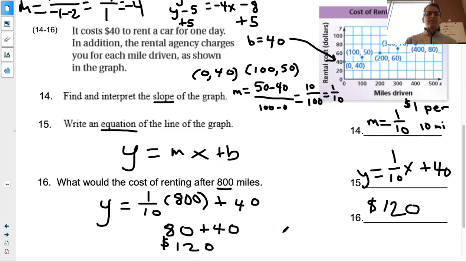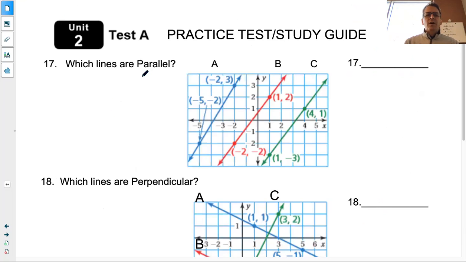And that would be number 16. All right, so that was page 3, kind of involved. Let's move right into the last page and see if we can finish up quickly here. The last page has to deal with parallel lines and perpendicular lines. Okay, so this is fairly quick.